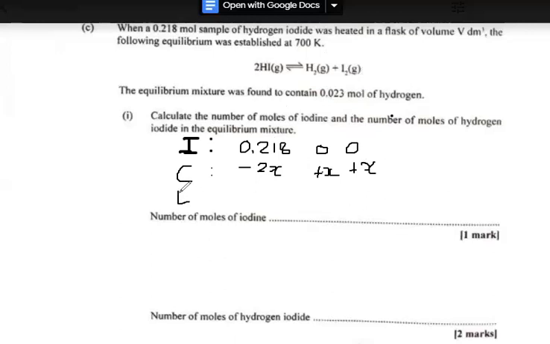Then at equilibrium, they told us that we have 0.023 moles of hydrogen. Now, both hydrogen and iodine are just X. So if hydrogen at equilibrium is 0.023, then iodine is also 0.023.